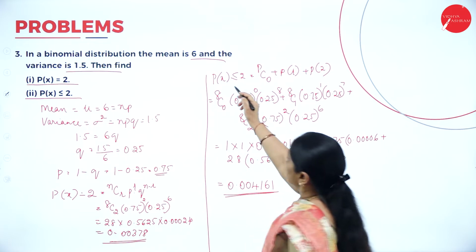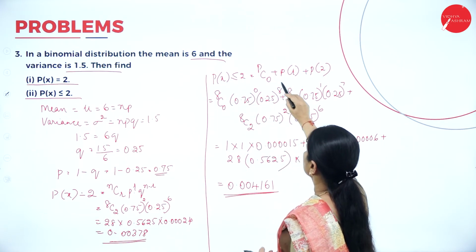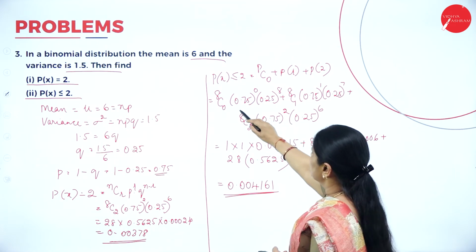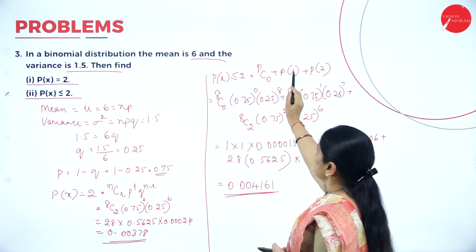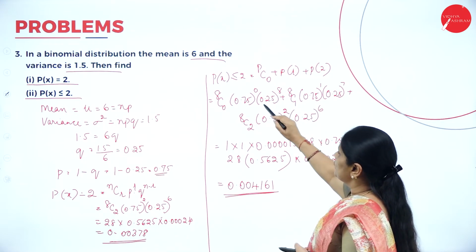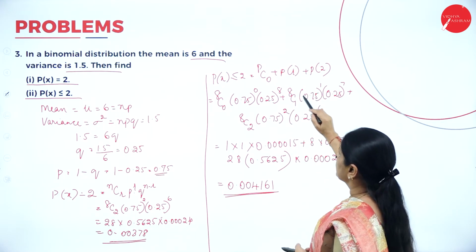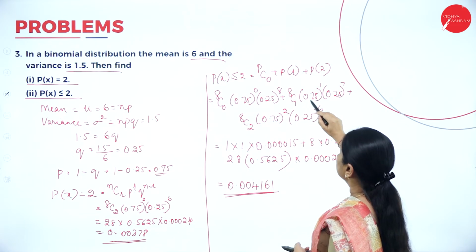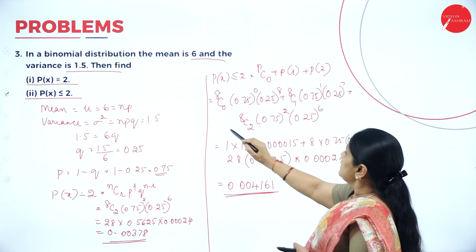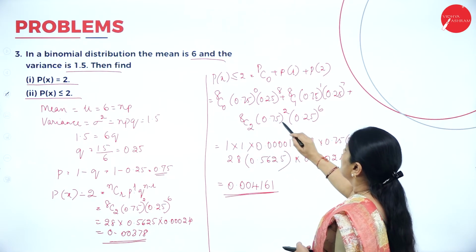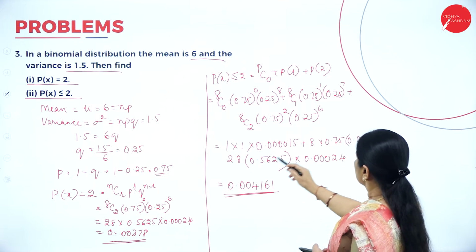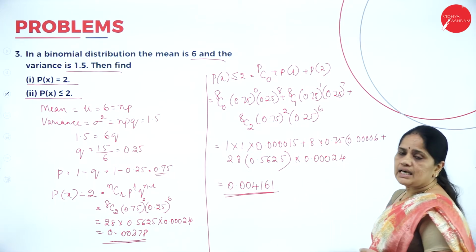That will be 0.00378. So P of x less than or equal to 2 equals P of 0 plus P of 1 plus P of 2. So 8C0 into 0.75 to the power 0 and 0.25 to the power 8, plus 8C1 into 0.75 to the power 1, 0.25 to the power 7, plus 8C2 into 0.75 the whole square, 0.25 to the power 6.